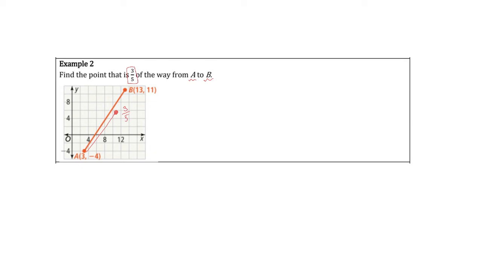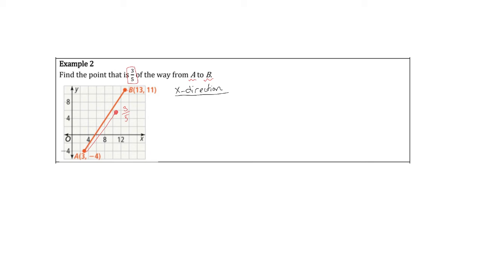What we're going to do is first find the x direction. We need to find 3/5 of the way from A to B's x direction. So I'm going to start off with the x direction, and then we'll find the y direction, and then we'll be able to find that point that is 3/5 of the way.